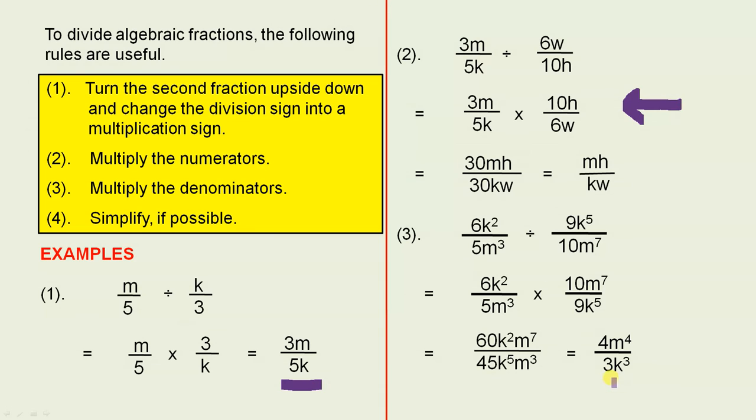So that's the answer. You can also choose to, instead of multiplying the numerators and the denominators like we did here, cancel first. 5 into 5 goes once, 5 into 10 goes twice, 3 into 6 goes twice, and 3 into 9 goes 3 times. You can choose to do that if you like.